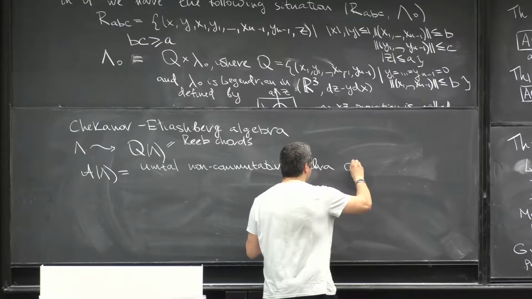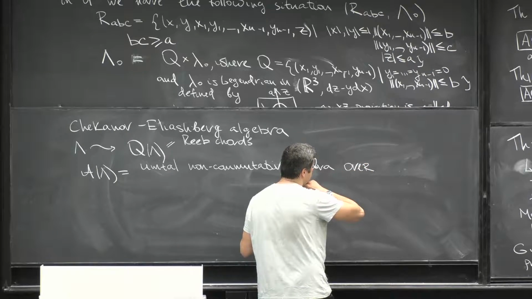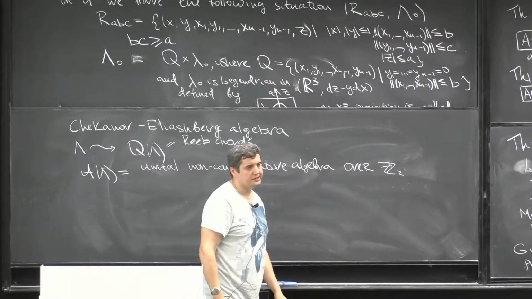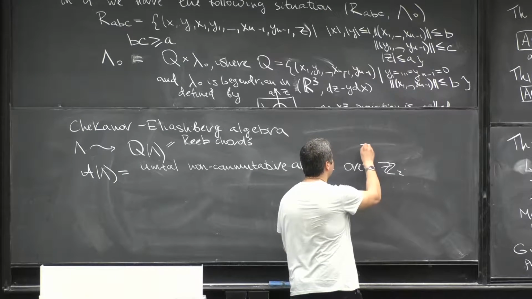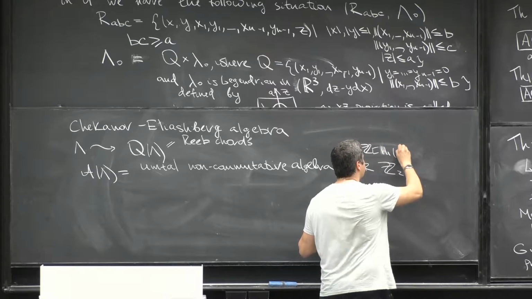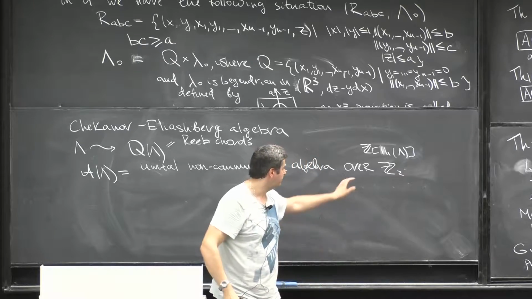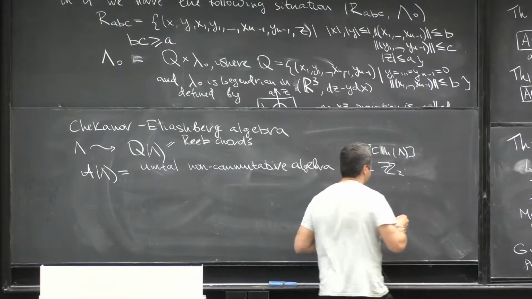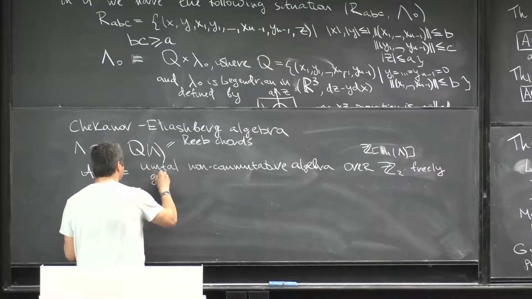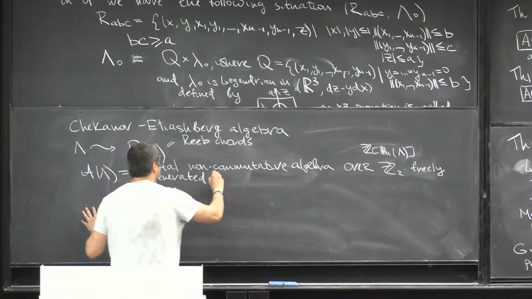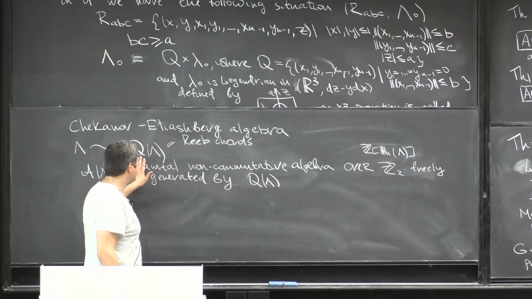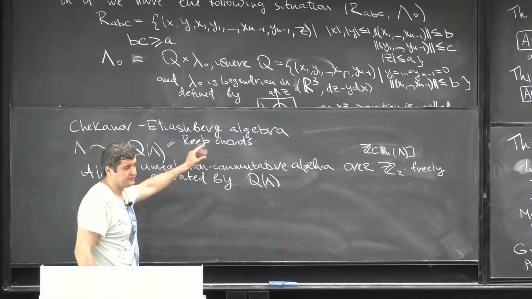Let me be slightly lazy and write over Z2. You can write it down over more complicated coefficients, for example over Z of H1 of lambda, or even more than that. But we will consider only the Z2 version. So over Z2, freely generated by the elements of this set Q lambda. Generically, we know that this set is finite.